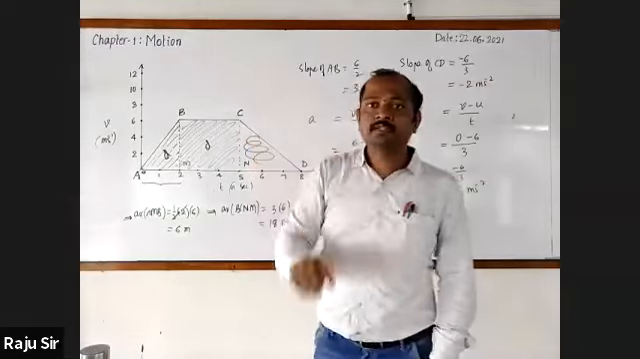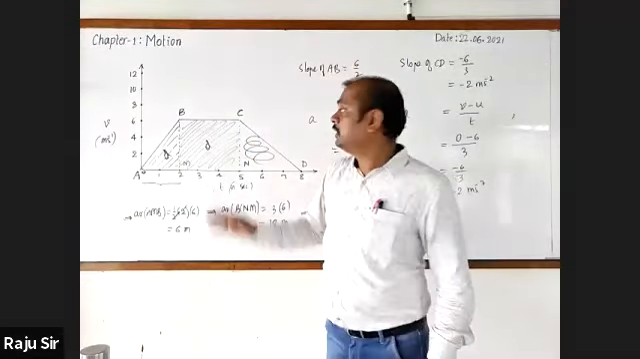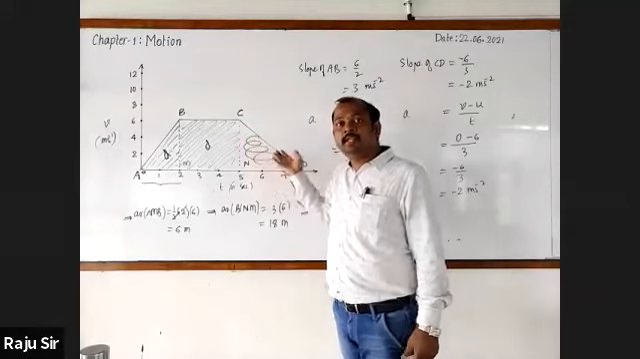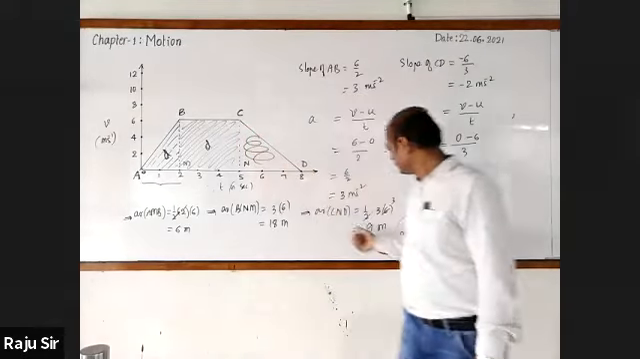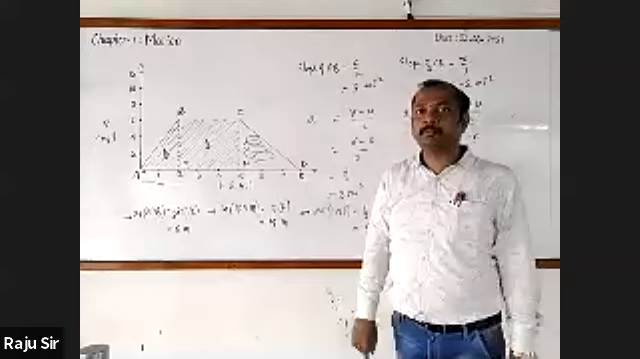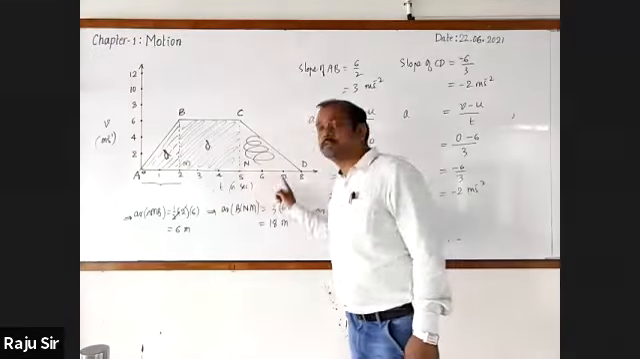Yes, sir. Third part. What is the distance covered by the body during its deceleration? 9 meter. What is the distance covered by the body in the last 3 seconds? Again, 9 meters. Next question.